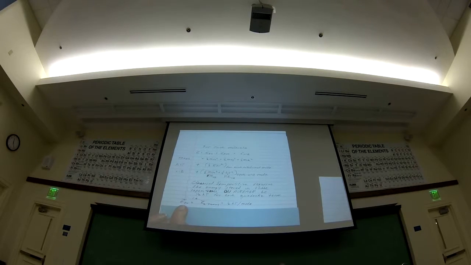So the average translational energy per mode is 1/2 kT. The average rotational energy per mode is 1/2 kT. The average vibrational energy per mode is 2/2 kT, 1 kT. All right, makes sense.